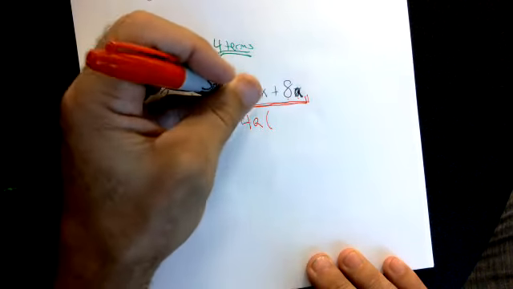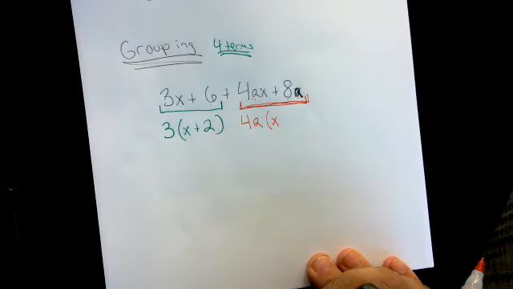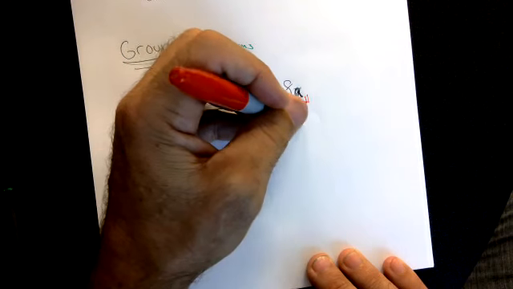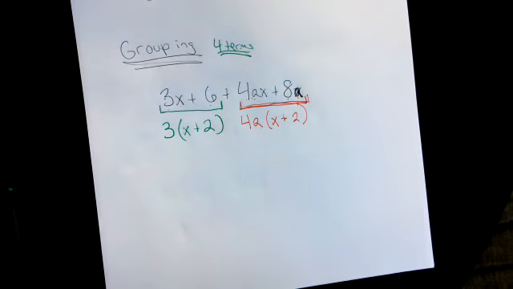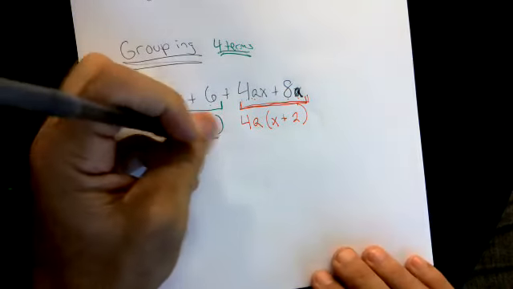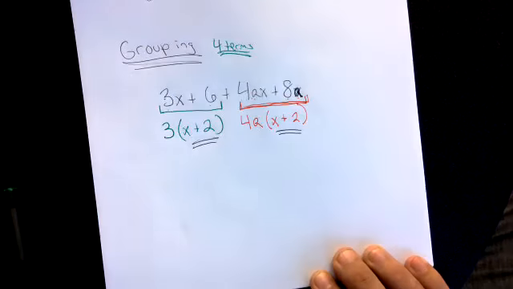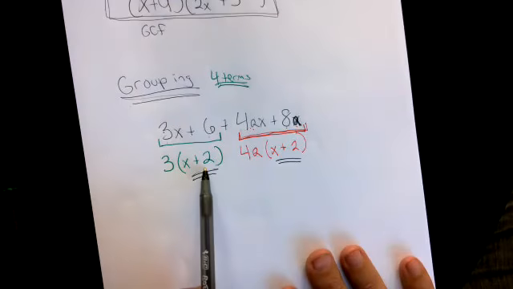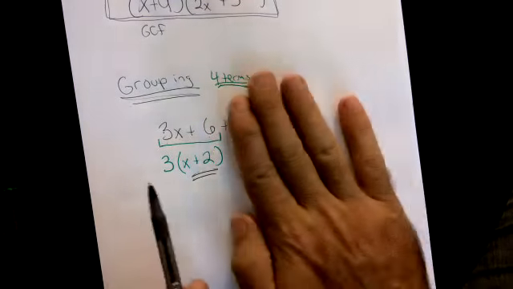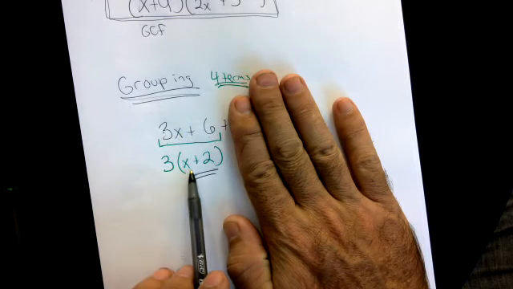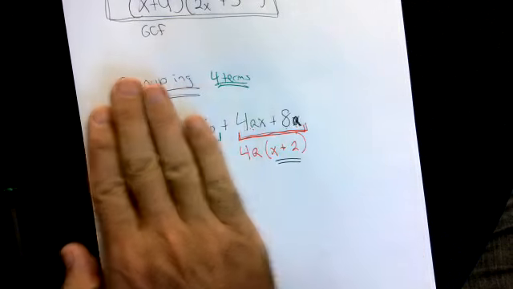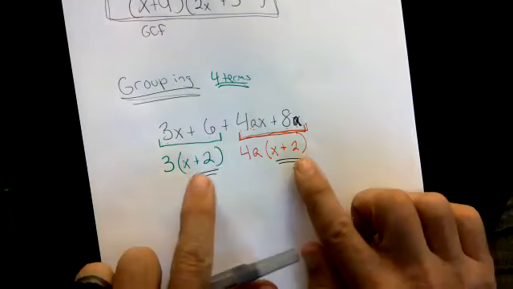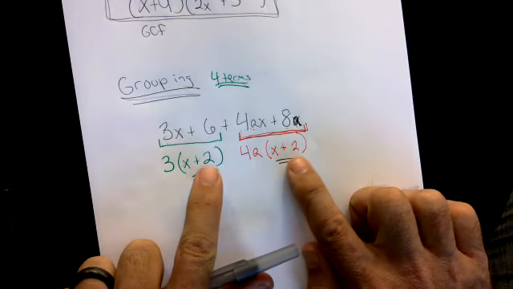If I divide 4a out, it leaves me with an x. If I divide 4a out of 8a, then I'm left with 2. And if you look now, I do have a greatest common factor. So just like here where I can factor out a quantity, when I rewrite these, if I factor this group, I get 3 times x plus 2. If I factor this group, I get 4a times x plus 2.